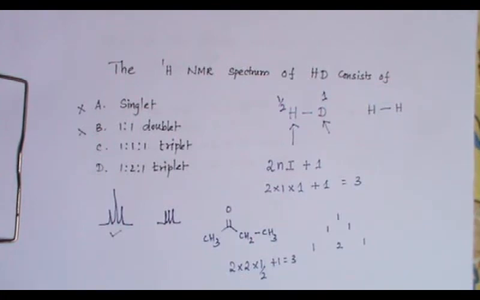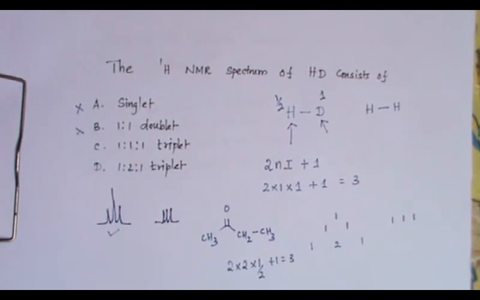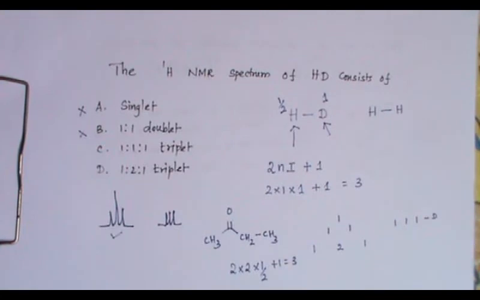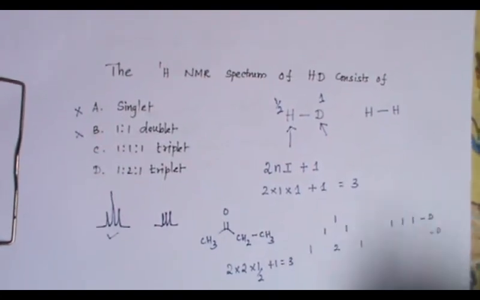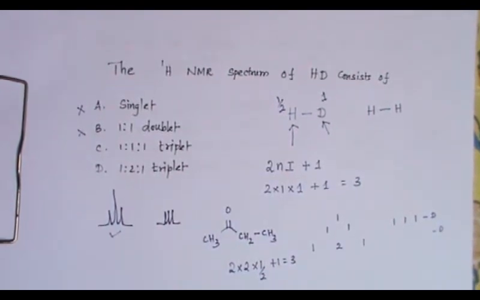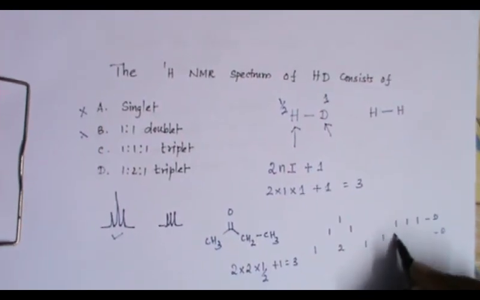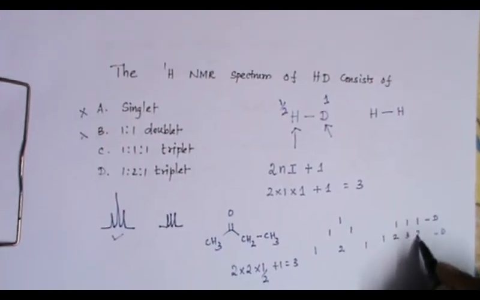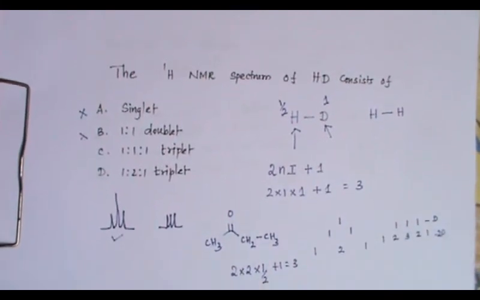When you have deuterium, this triangle will be something different. You will get it like this. When you have one deuterium, you will get 3 peaks with the same intensity. Suppose you have 2 deuterium atoms. In that case, you will get a quintet. There will be 5 lines. And the intensity ratio will be 1, 1 plus 1 is 2, 1 plus 1 plus 1 is 3, then 2 and 1. When you have 2 deuterium atoms, this will be the intensity ratio.